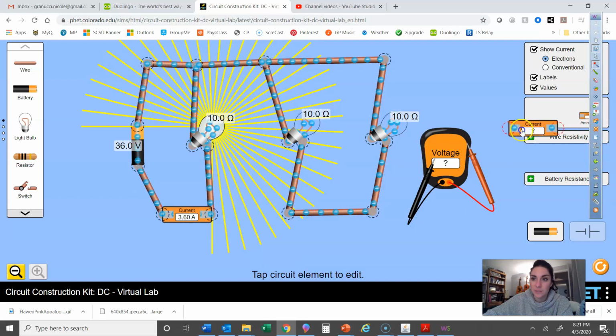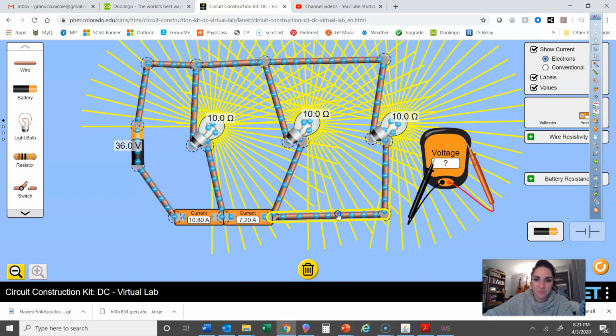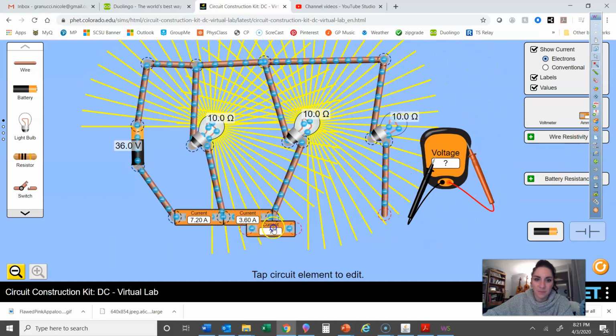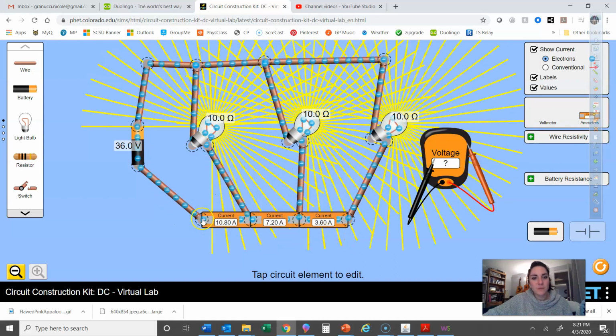Oh, I can do this. This is exciting. Here's the current through this branch, 7.2. And then the current through here. So notice the difference, right? The battery is much faster, 10 amps. This little branch right here, 7 amps. And then this branch right here, 3 amps. But if you notice, if I did 7.2 plus 3.6, I would get 10.8.